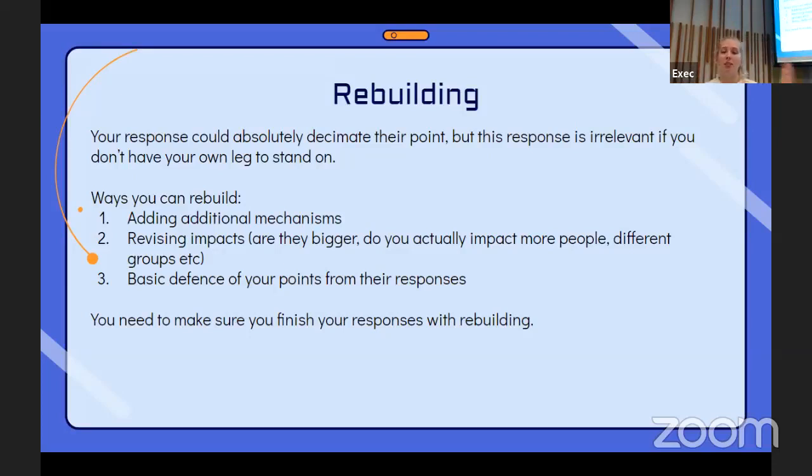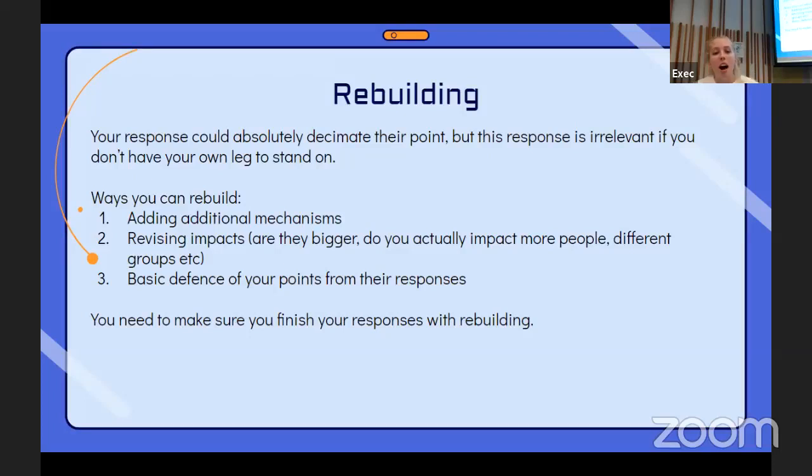Or like if it's, I just like to use education examples in seminars because they're really easy because everyone went to school. Well, I assume everyone went to school if you're coming to these, is you're revising the scale of impact that it has.